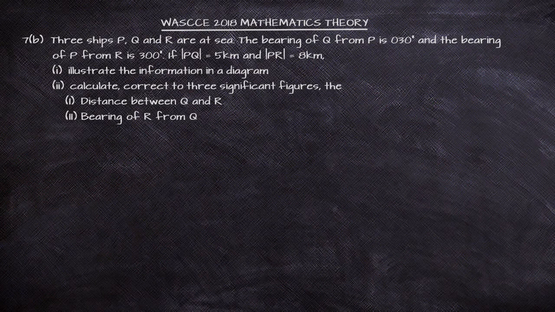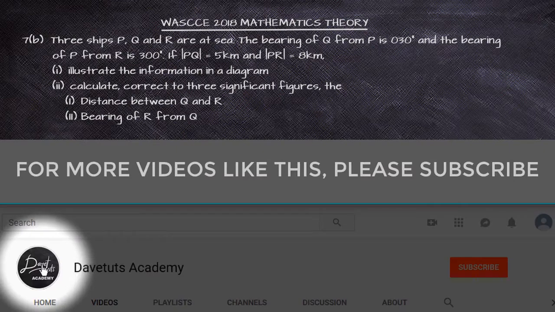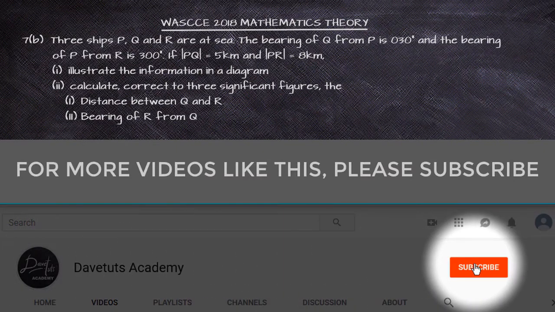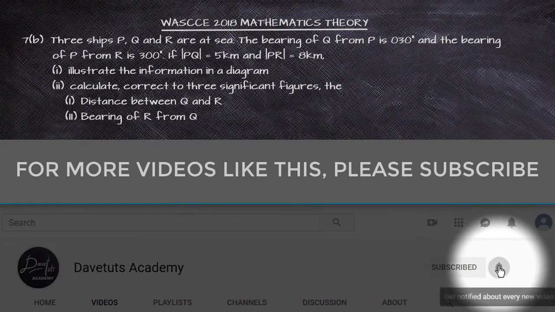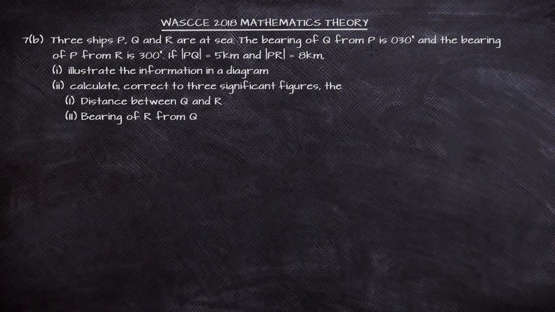Here, this is a question on bearing and distances. We are told that 3 shapes P, Q and R are at C, and the bearing of Q from P is 030 degrees and the bearing of P from R is 300 degrees. PQ is given as 5 km and PR as 8 km. And our first task is to draw this in a diagram.